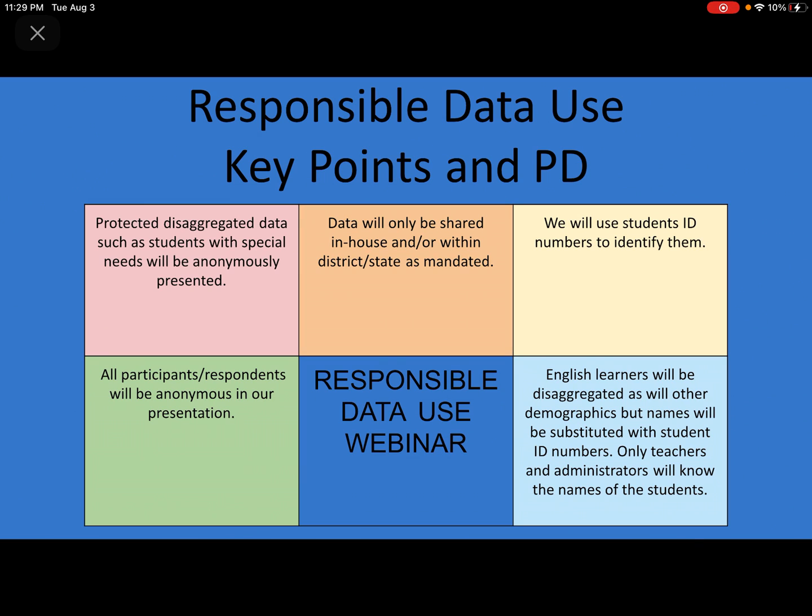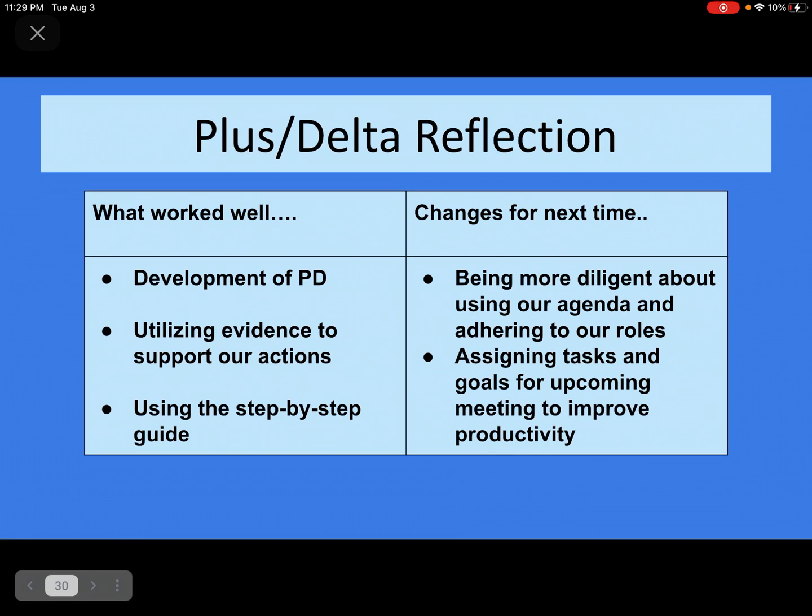One of the most fundamental components of data literacy is teaching responsible data use. So as part of their yearly district training, staff will take part in a webinar around responsible data use. And this will cover concepts such as how to identify student data, who student data can and cannot be shared with, and how to protect student data within the district.